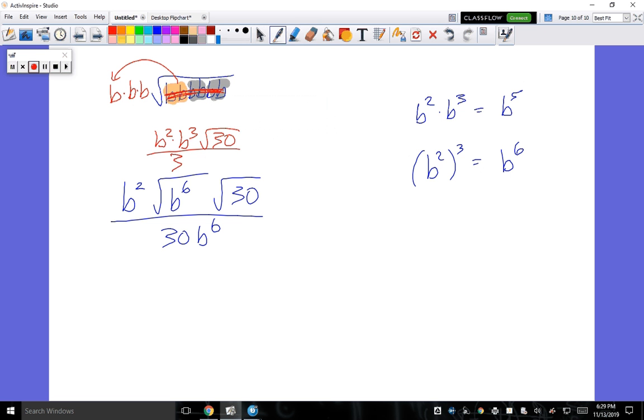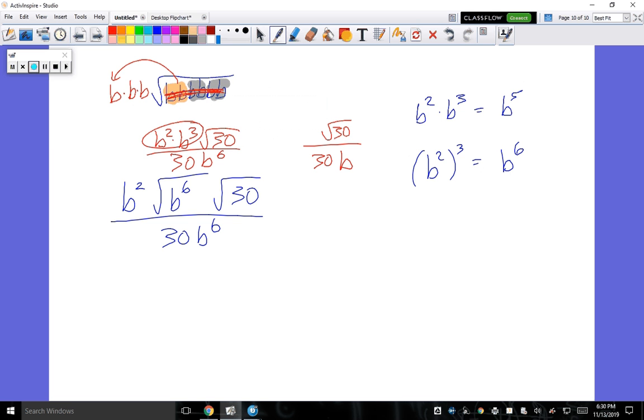And then you see that, how many do I have here? b to the 5th power, right? So 5 versus 6, who wins? The bottom one by 1. So you would be left with that. Okay, that makes sense. Okay?